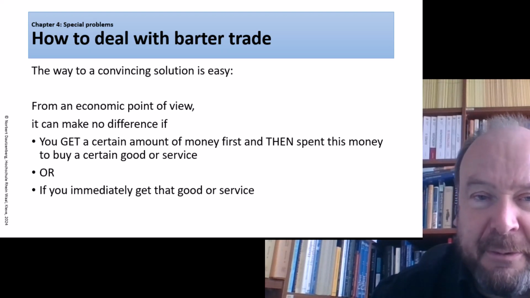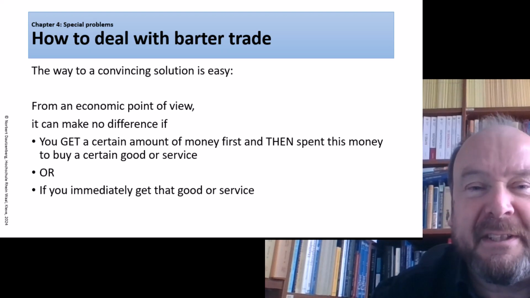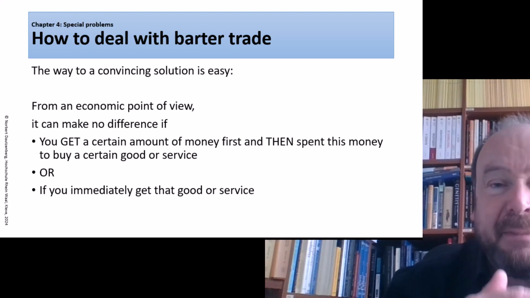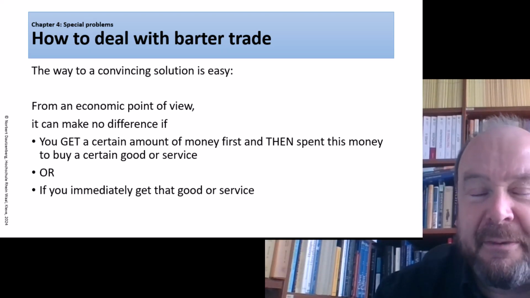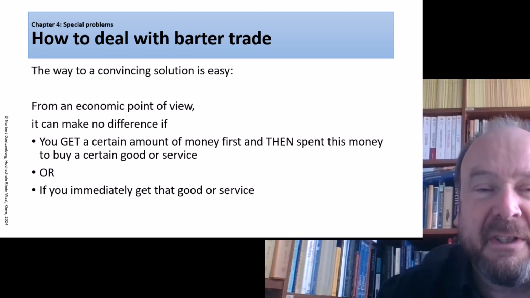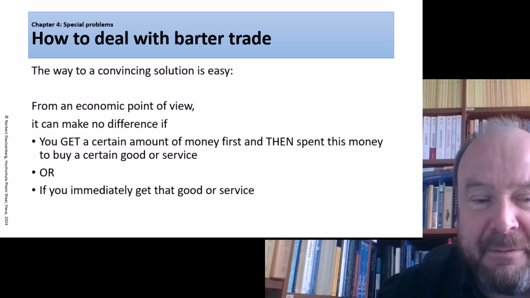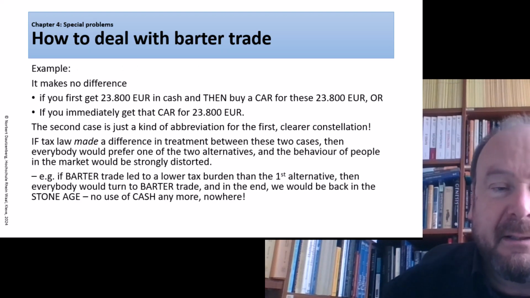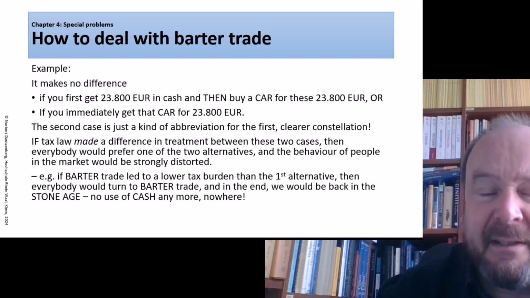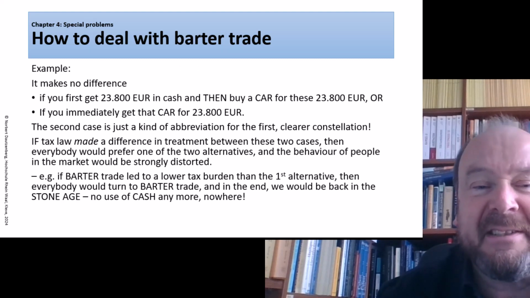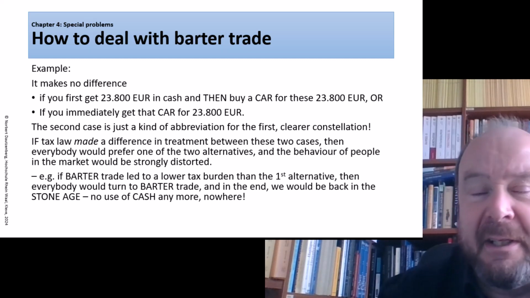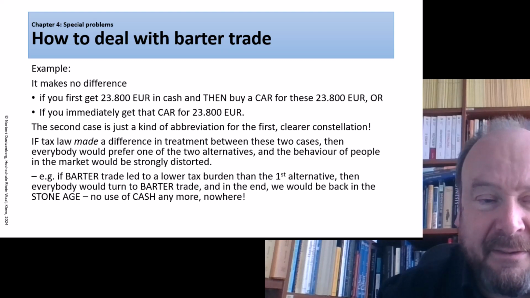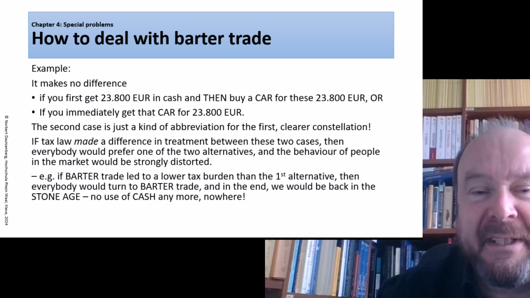From an economic point of view, it can and must never make a difference if you get cash and then spend that cash to buy something, or if the matter is simplified and you immediately get that object which you would have bought. There can be no difference. So, no difference possible between getting 23,800 in cash and then spending it for buying a car for that price, or immediately getting a car with a value of 23,800. So the second case must be viewed as just abbreviating the first case.